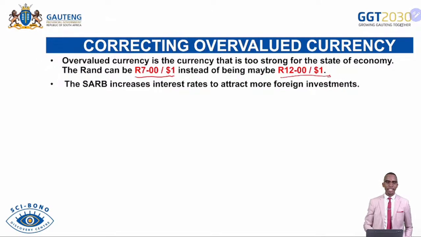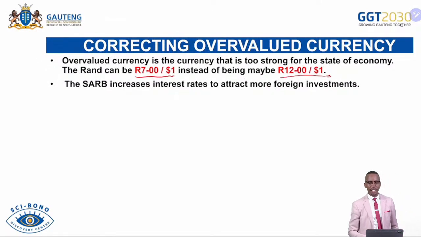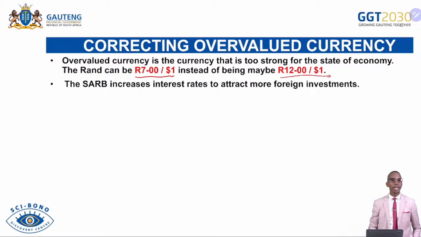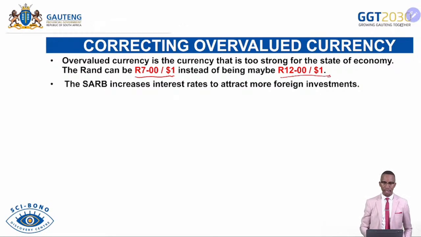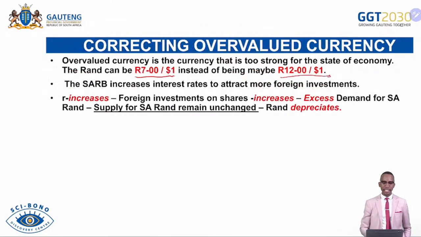What should be done? South African Reserve Bank increases interest rate to attract more foreign investments. If ever there are more foreign investment attracted, that will lead to what? That will lead to greater demand for South African rand for those investors. As a result, that will lead to our rand losing the value because it's overvalued. Increase in interest rate here indicated foreign investments on shares will increase, and then there will be excess demand for South African rand, and then the supply of rand remain unchanged or constant, then the rand will depreciate. That's what the Reserve Bank can do.